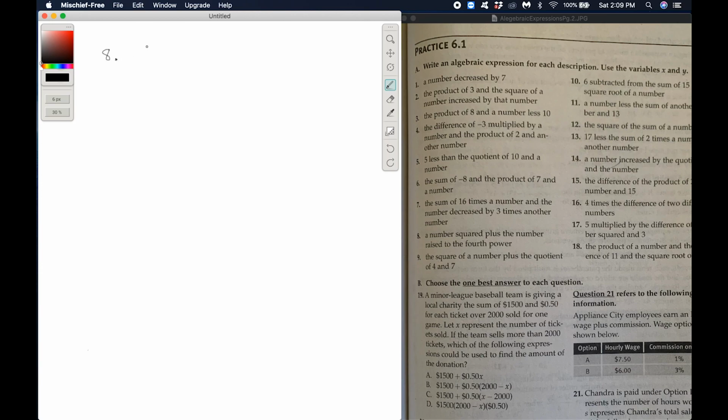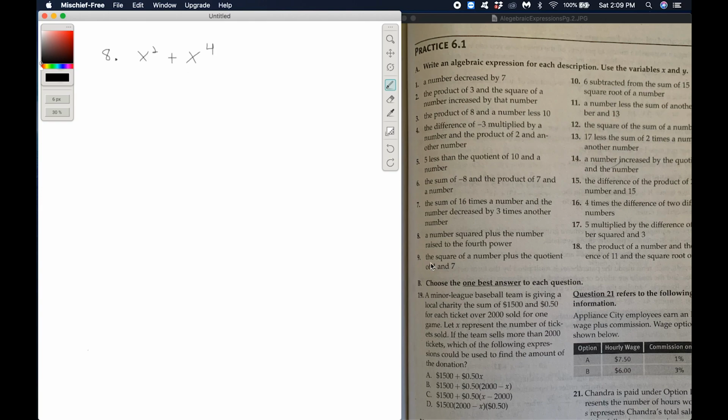Okay, so a number squared plus the number raised to the fourth power. So we have a number squared, x squared, that's a 2, plus. In this case, I think it says, yeah, plus, okay. I was going to say, I think it says and, but no, it's plus. Plus the number raised to the fourth power.